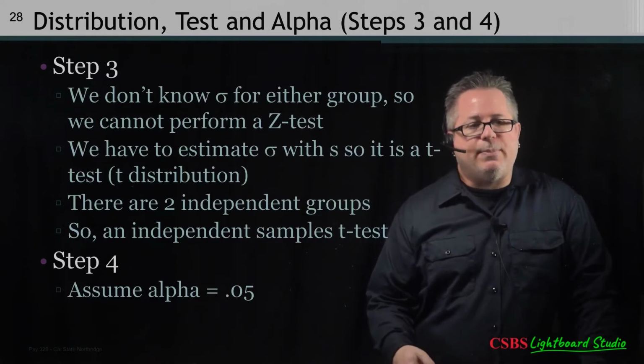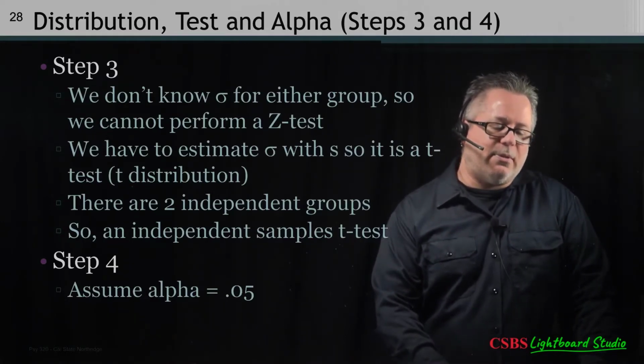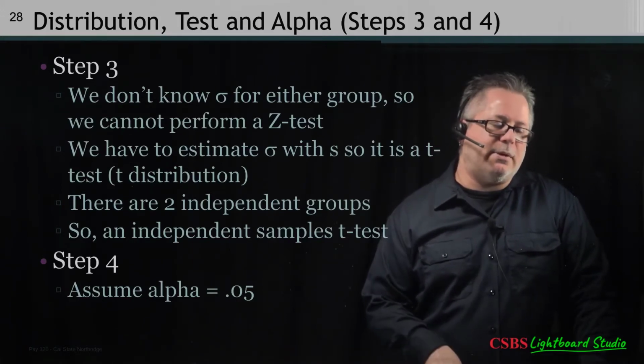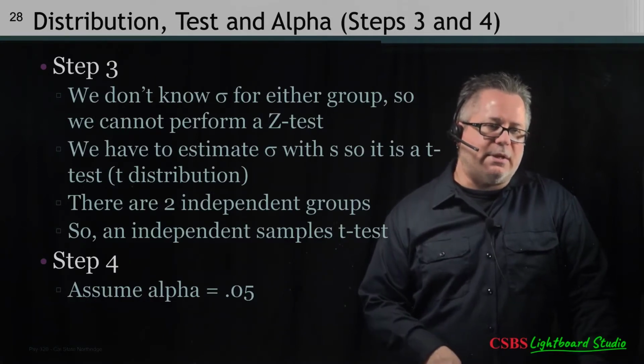Because the groups are independent, and we know they're independent because they were selected from the same population and then randomly assigned. So that two-step process tells you they're independent. And so what we're doing here is an independent samples t-test.